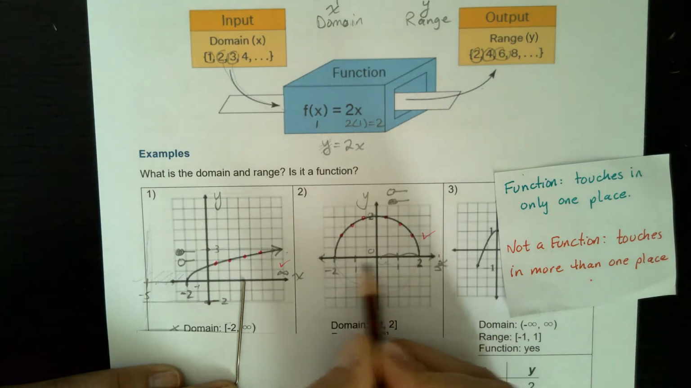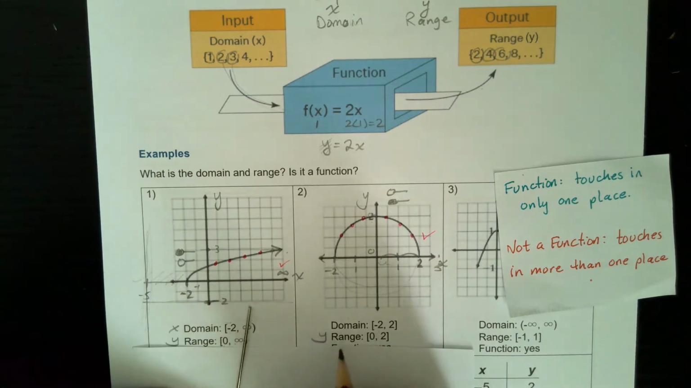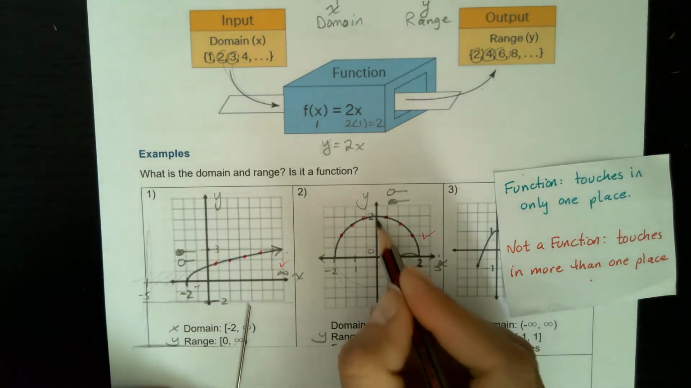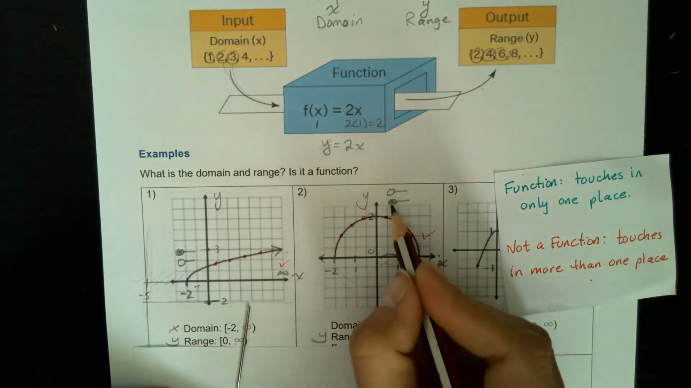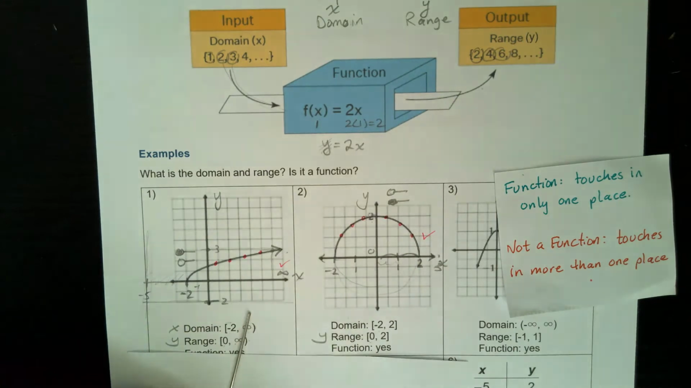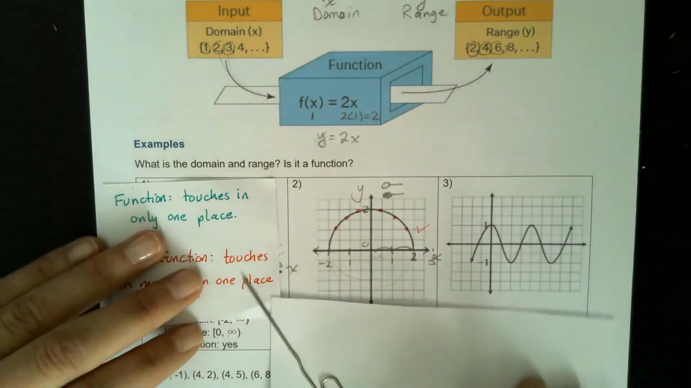You can see that there's no graph in the negative side. So my range, which is y, only exists between 0 and 2. And remember, there's no open circle, closed circle, so I'm going to use square brackets. Okay, let's look at the last one here.